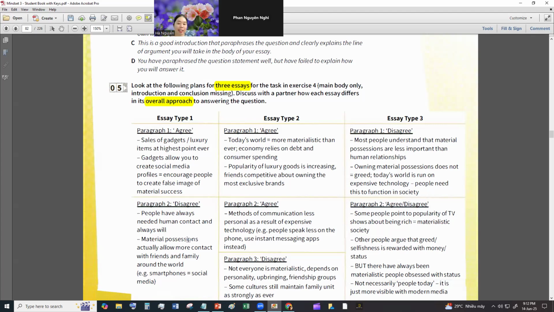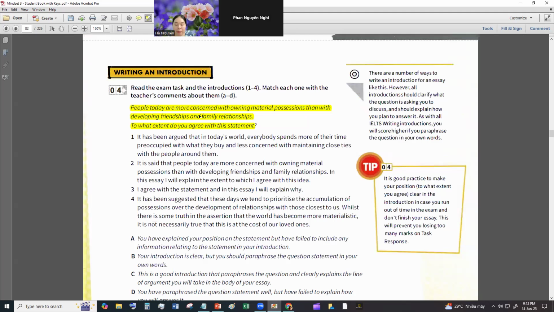Chẳng hạn như là agree: today's world is more materialistic, economy relies on debt and consumer spending, more luxury goods, and communications are less personal. Okay, but disagree: not everyone is materialistic, and some cultures still maintain family units. All right. However, there are two body paragraphs, so agree. So it's likely that the writer of this essay agrees with the statement in exercise 4.